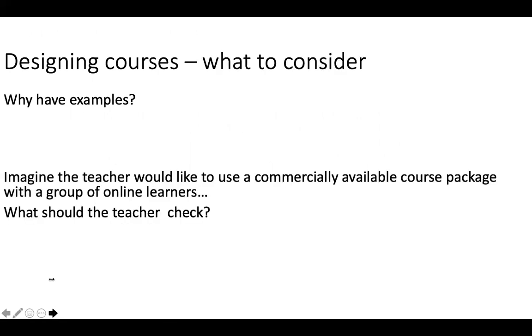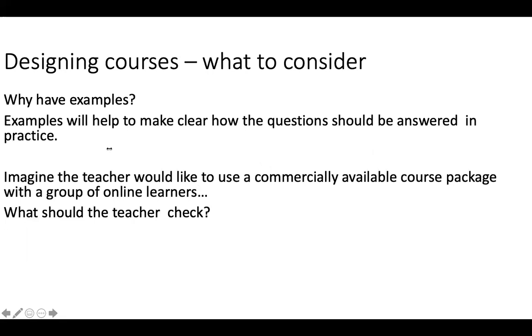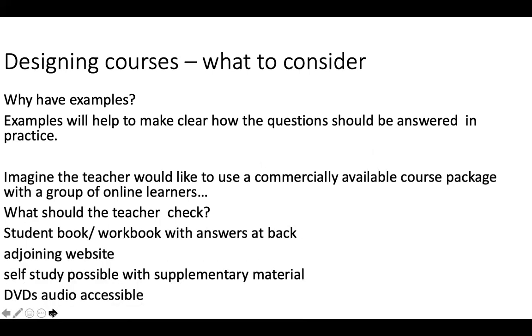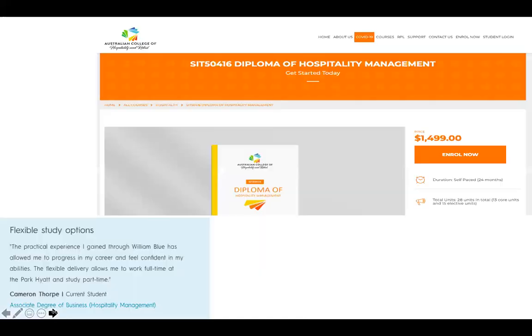So, designing: other things to consider is to make sure that the questions are clearly understood. And also you can buy, for example, a business course commercially available, or you can make your own. But if you're buying the commercially available one, you need to look at these sort of things. Like, is there stuff online, DVDs and audio? Is there a website you can go to? What kind of supplementary material?